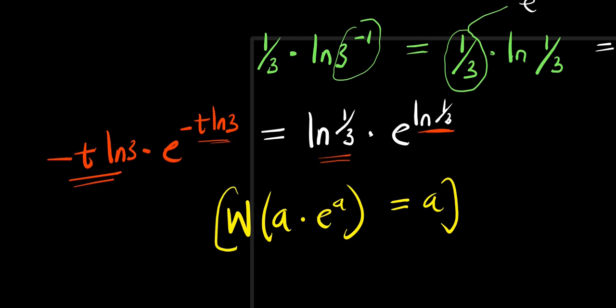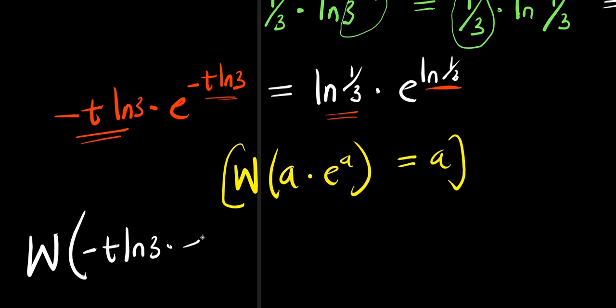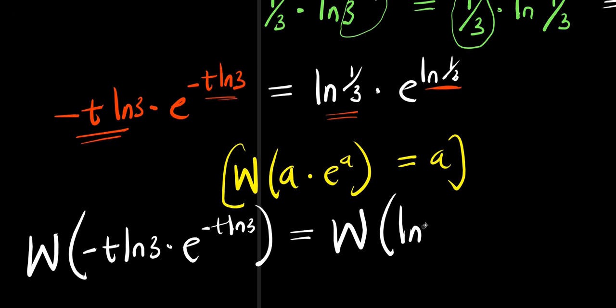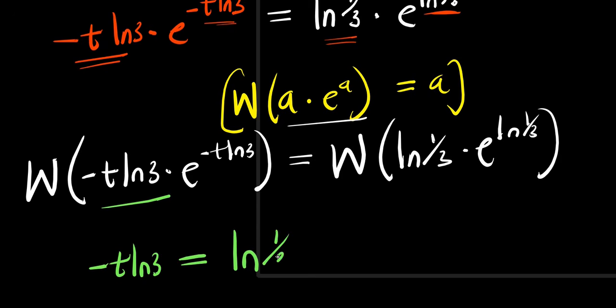So we can apply the Lambda-W function here, meaning that if I take the Lambda-W function of negative t times ln 3 times e power negative t of ln 3, this will give me the Lambda-W function of this also, negative ln of 1 over 3 times e power ln of 1 over 3. So based on this, what we are going to have here will simply be negative t times ln 3. This equals, here what we are going to have will be ln of 1 over 3.